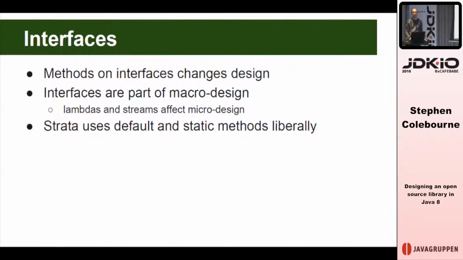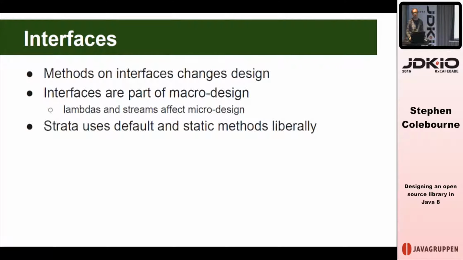Because the interfaces are part of your macro design. Lambdas and streams are part of the low-level micro design, how you code within a method. Interfaces are about how you design across a system. So it's really important to think about how default methods and static methods on interfaces change the way you should think about doing that design. In essence, this is the core part of the talk in many ways.